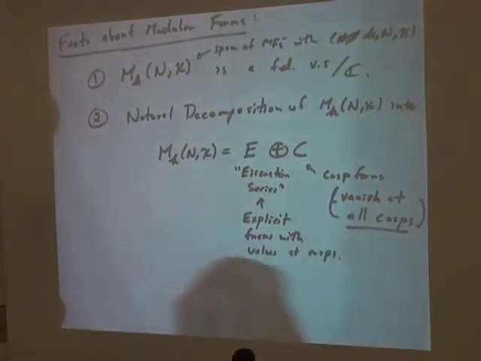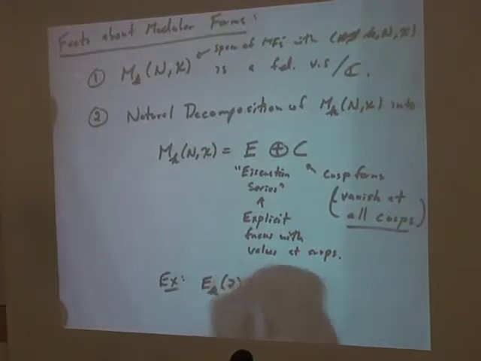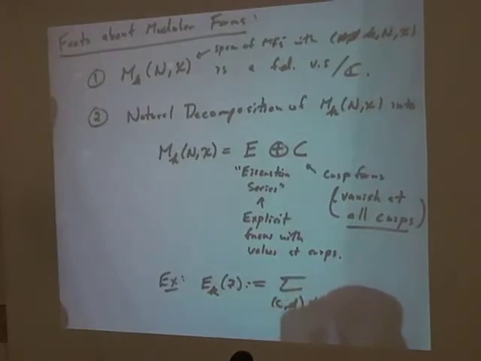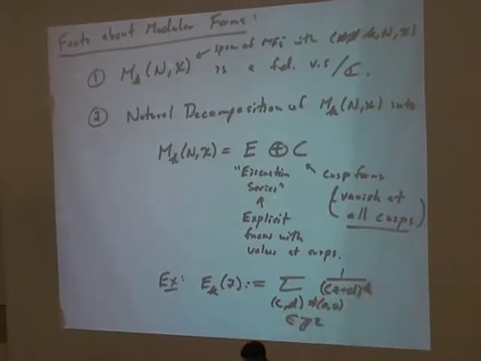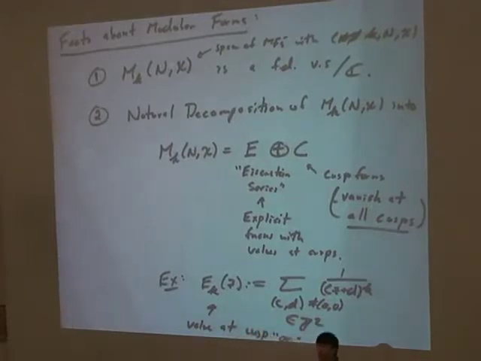Okay. So as an example, you can write down an Eisenstein series of weight k as an explicit sum over elements (c, d) not equal to (0, 0) in Z^2 of 1 over (cz + d)^k. So this is an example of an Eisenstein series which has a value at the cusp infinity. So these are things you can really write down.